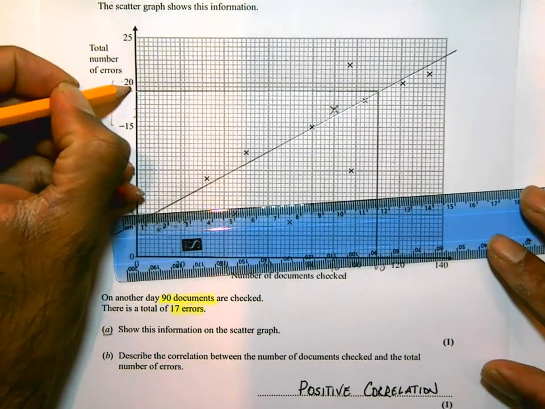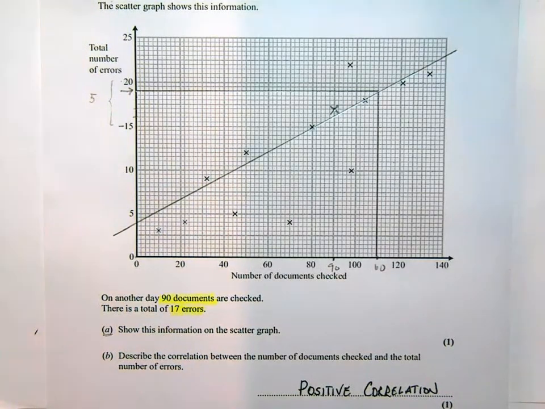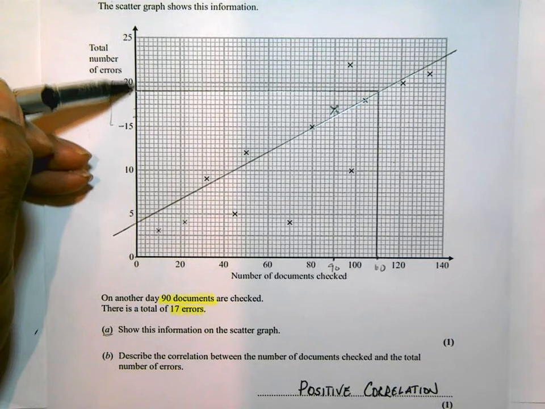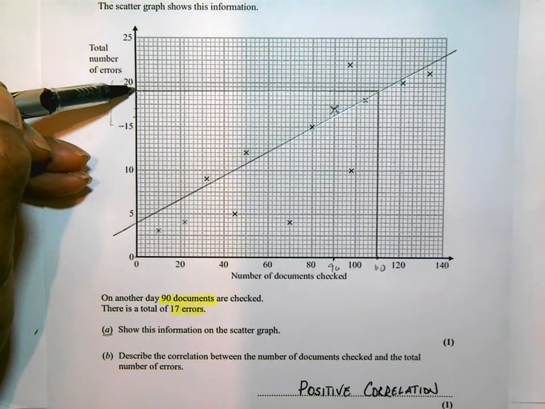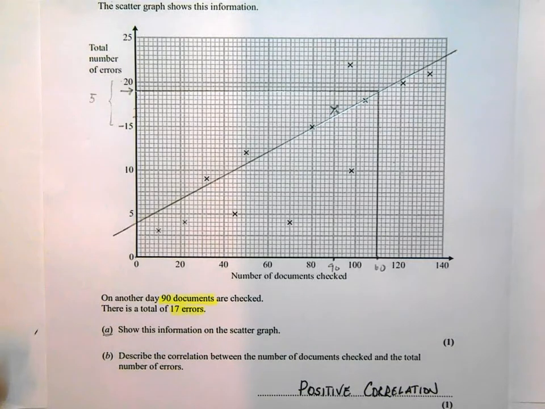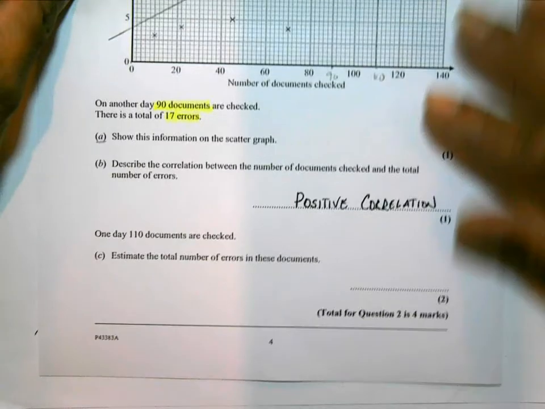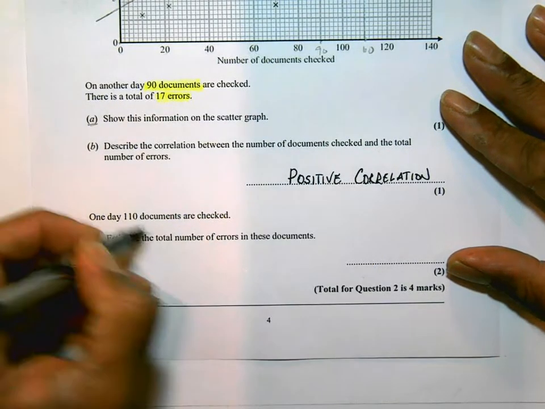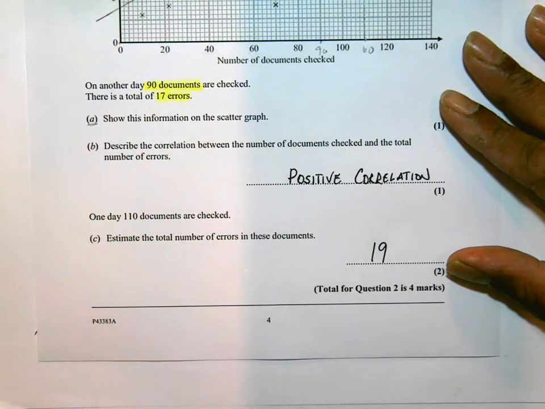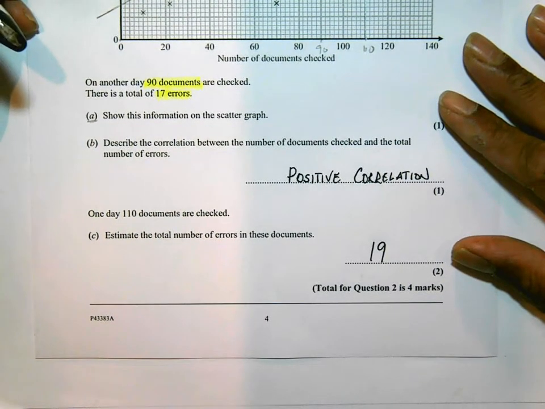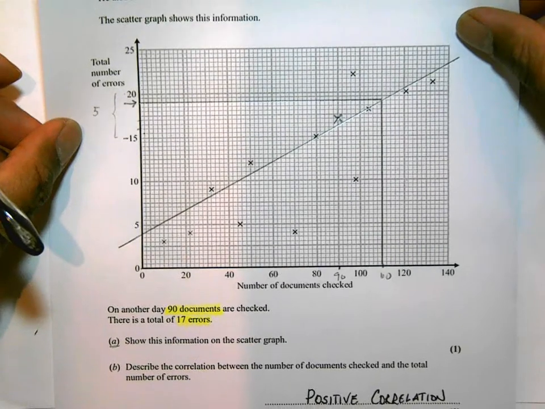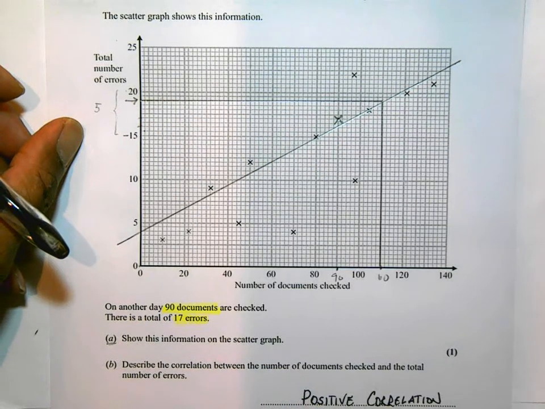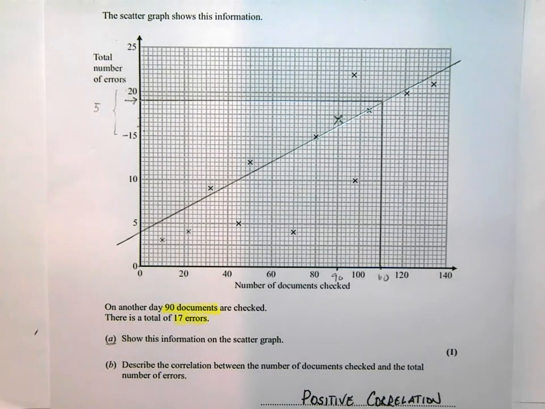So the answer is this value over here. Now remember earlier we said 2 spaces on this axis stand for 1 unit. So 1 below 20, which is 19. So in my answer space, an estimate for the total number of errors in 110 documents is going to be 19. And that's my answer for part C. So make sure for this particular question, you draw in a line of best fit, and you draw these guidelines to show how you've taken your reading, and you'll get full marks. This very, very standard question comes up very often, and you should be able to get full marks in it.